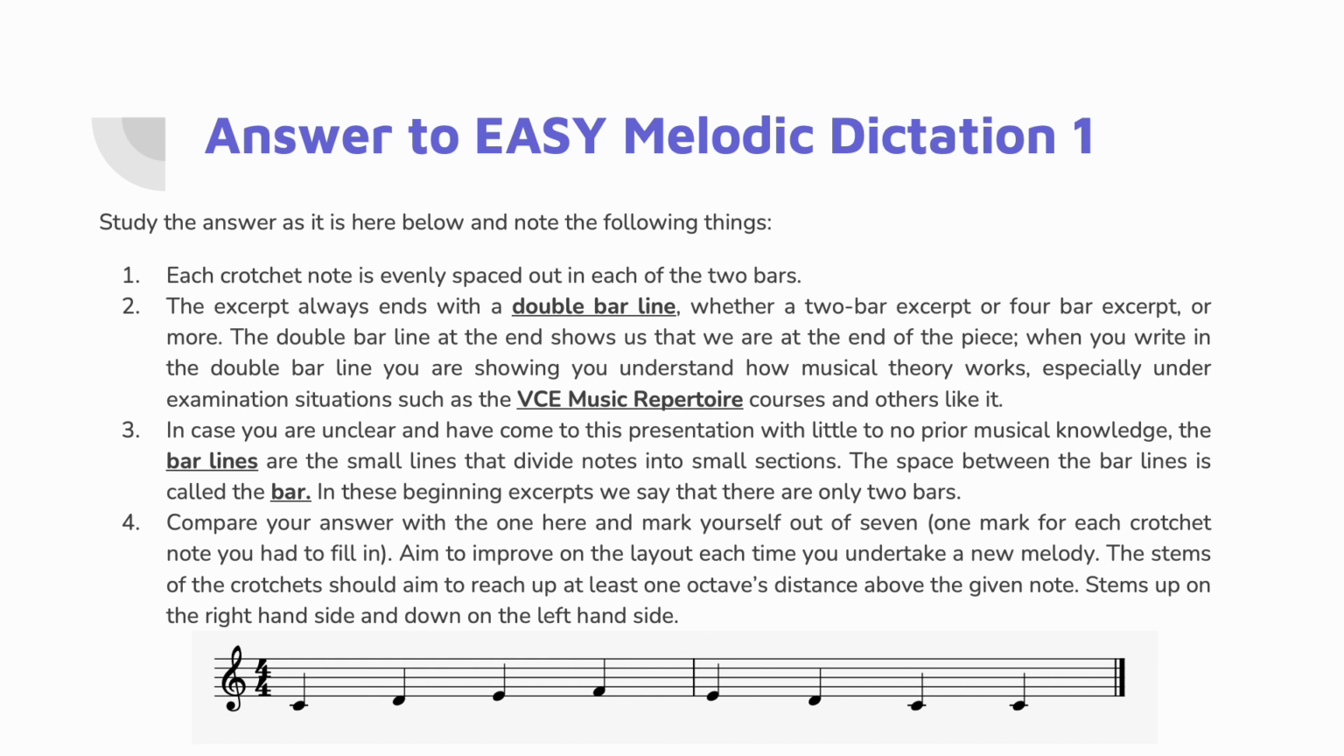Number 4, compare your answer with the one here and mark yourself out of 7. 1 mark for each crotchet note you had to fill in. You can invent your own marking systems if you like. Perhaps aim to mark them out of 7 or 8 or even 10 if you wish to. Aim to improve on the layout each time you undertake a new melody. The stems of the crotchets should aim to reach up at least 1 octave's distance above the given note. Stems up on the right hand side and down on the left hand side.